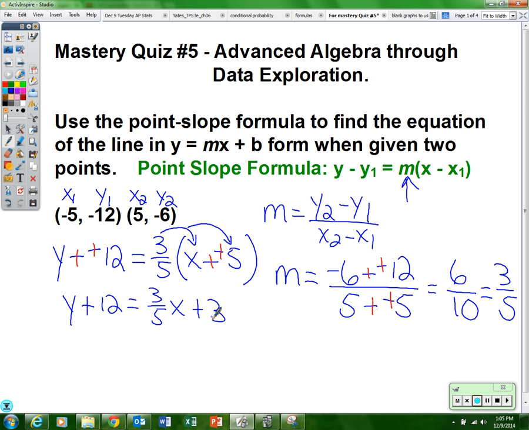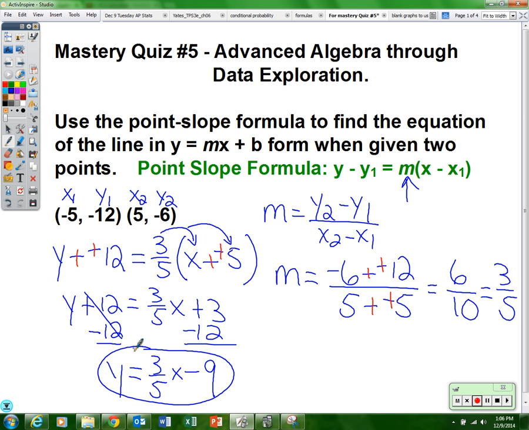You can use your calculator if you need to. 3/5 times 5 is 3. Last step, get rid of the plus 12, so subtract 12 from both sides. So y equals 3/5 x, and then 3 minus 12 is negative 9. So we have found the equation that goes through the 2 points, negative 5, negative 12 and 5, negative 6.